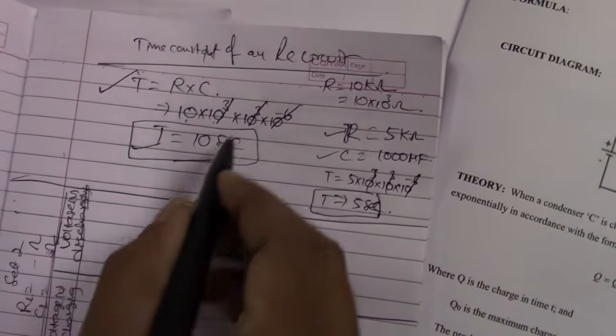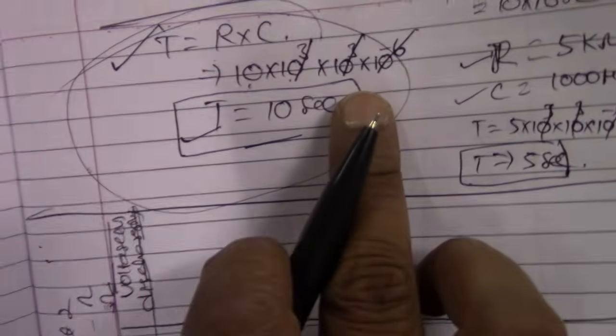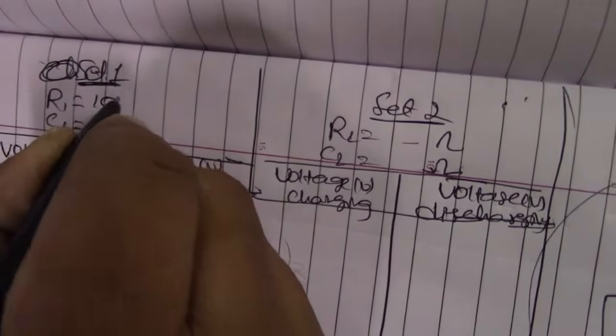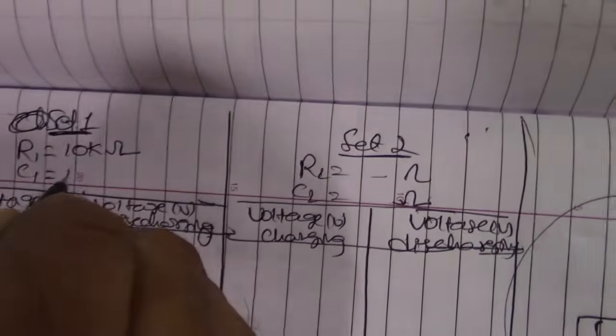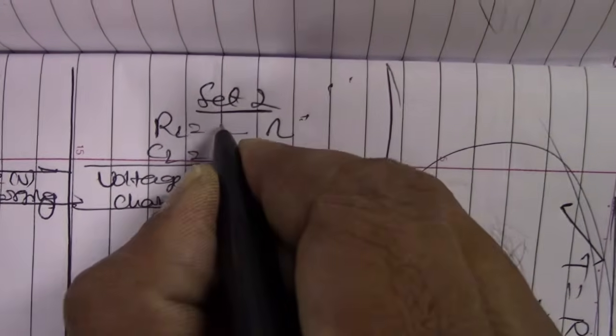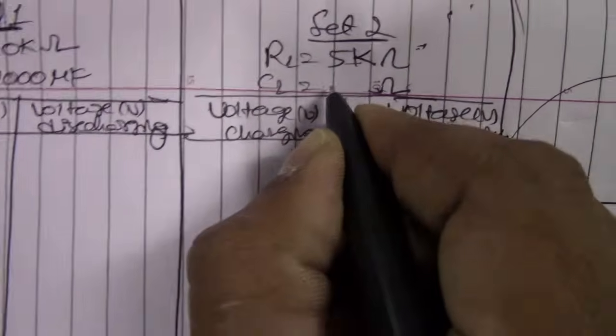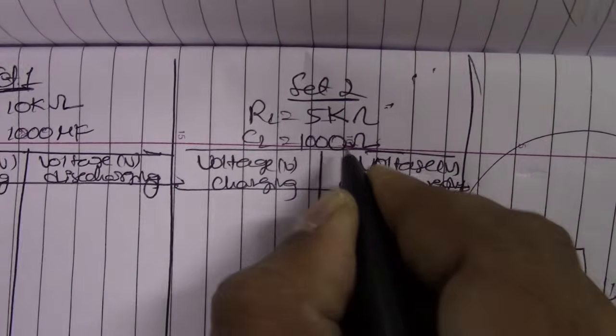So first let me do the experiment with these values. By taking R value of 10 kilo ohms, by taking C value of 1000 microfarads. So this is the tabular column regarding this particular experiment. For set 1, here you have to take two sets, students. Set 1, what I taken, 10 kilo ohms resistance and 1000 microfarads of capacitance. Set 2, what you have to take, is 5 kilo ohms of resistance and C2 value is same, 1000 microfarads.